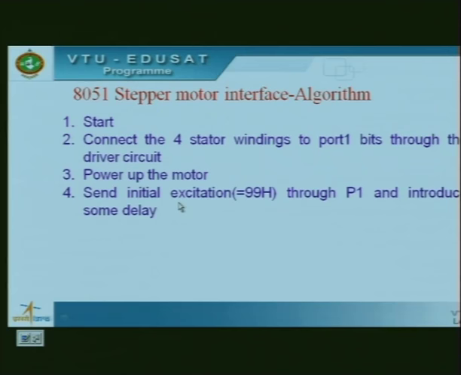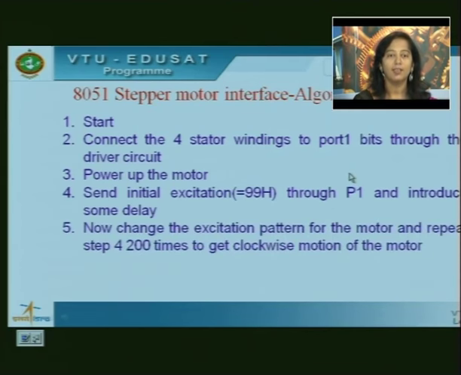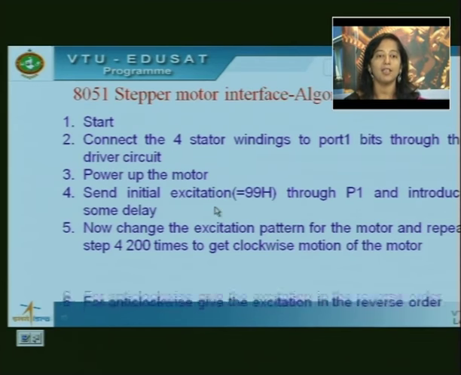If I want single coil excitation, I will send the sequence 09, 90 or 99. I need only 4 bits, but why take risk? I will send 9 on the 4 bits, and on the higher 4 bits of the port also, and then introduce some delay. So, before I send the next excitation sequence, I will introduce a small delay depending on what RPM we need. Now, you change the excitation sequence. In the first step, the motor would have moved a little, say by some angle, 1.8 degrees or 3.6. Now, after the delay, if I change the excitation sequence, the motor moves one more step, and that is how it continues. Stepwise it is going to move.